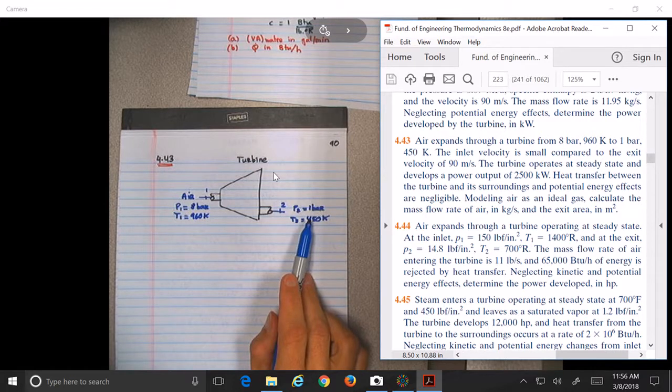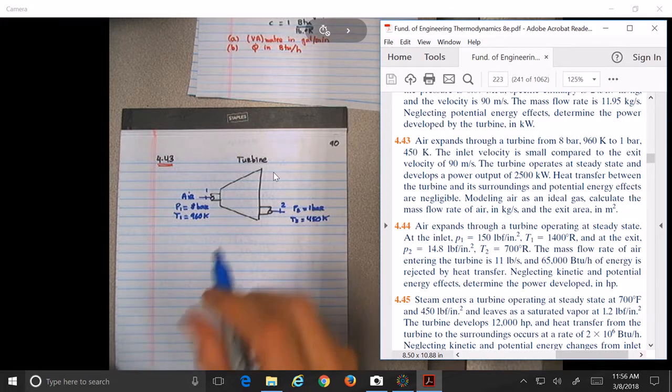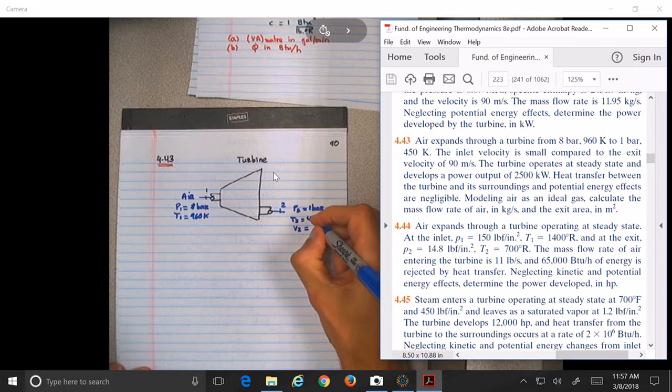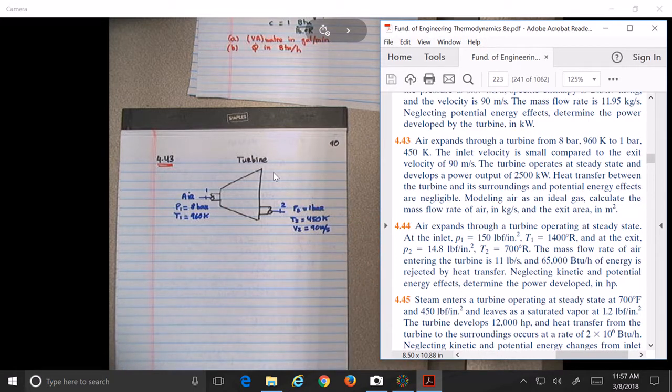So let's see. The inlets, okay, that's good. The inlet velocity is small compared to the exit velocity of 90. So V2 is 90 meters per second. How much is that in miles per hour? Can somebody do it quick? That's probably a lot. What is it? Can you calculate it?